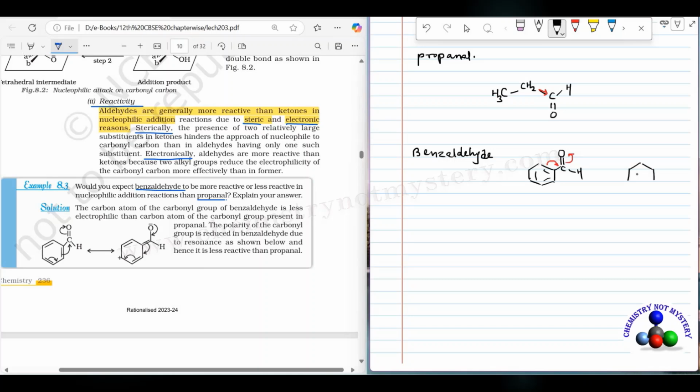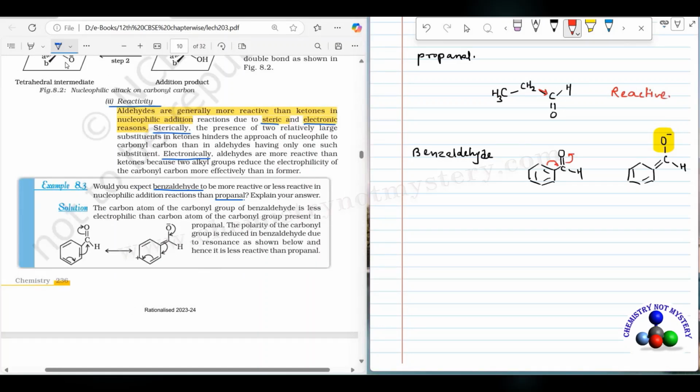structure. In this resonating structure, when you see here, this is the carbon and it is doubly bonded to benzene. This is hydrogen, here O negative. Here the oxygen is negatively charged, and this negatively charged oxygen cannot withdraw electron density as strongly as it withdraws electron density in case of the carbonyl carbon. So that's why this carbon is less electron deficient as compared to the carbon of propanal. That's why propanal will be more reactive.